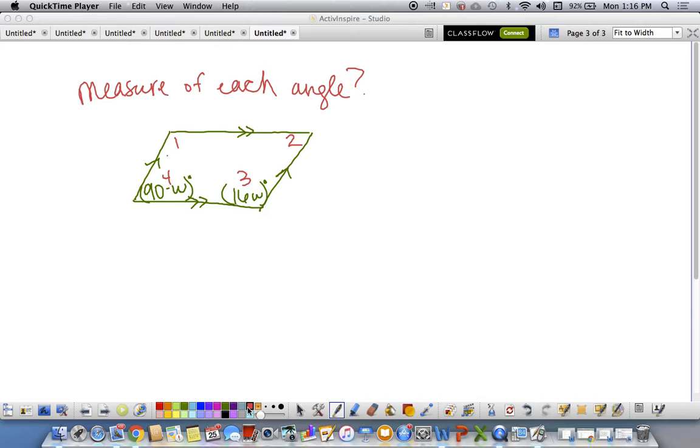So the question is, how are these two angles related to each other? Are they opposite angles? They're consecutive angles. They're ones that are right beside each other. So the property that says consecutive angles are, what are the consecutive angles? They're supplementary. So do we set this up as 90 minus W plus 16W equals 180? Is that what you did? Because they're not equal to each other, correct?